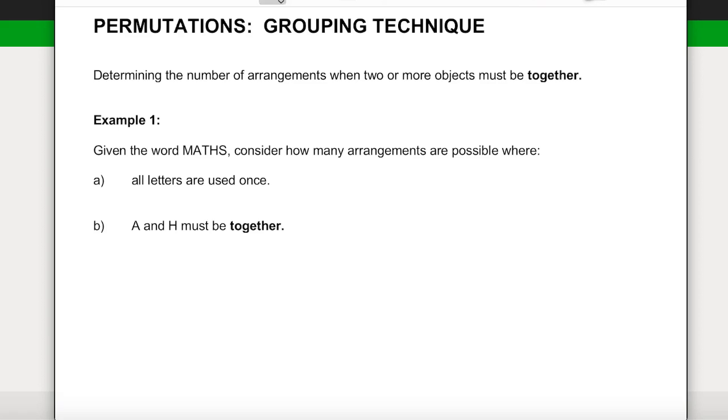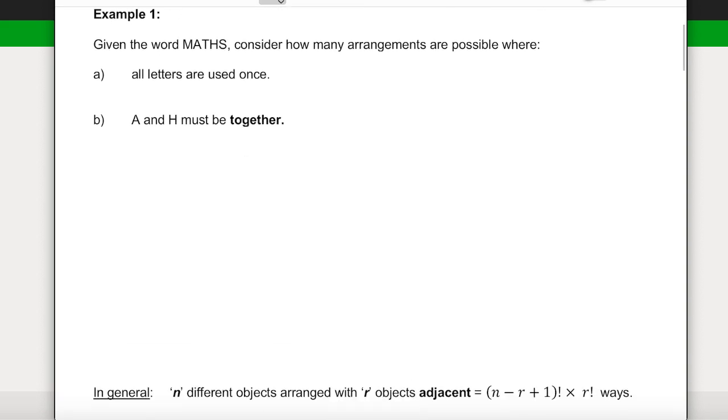In this video, we're going to have a look at some of the restrictions on permutations. Our first one is called the grouping technique. So this is how many arrangements we'll have when two or more objects are actually grouped together. So let's use our example with the word maths.